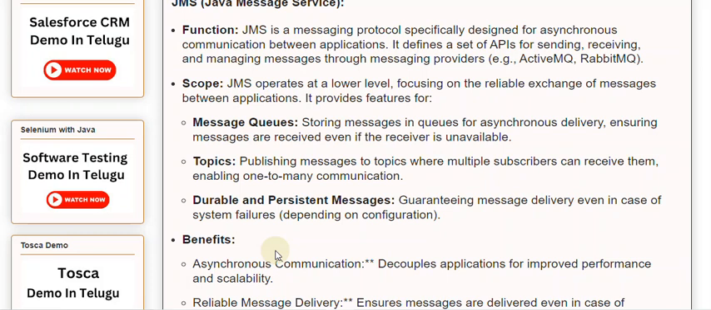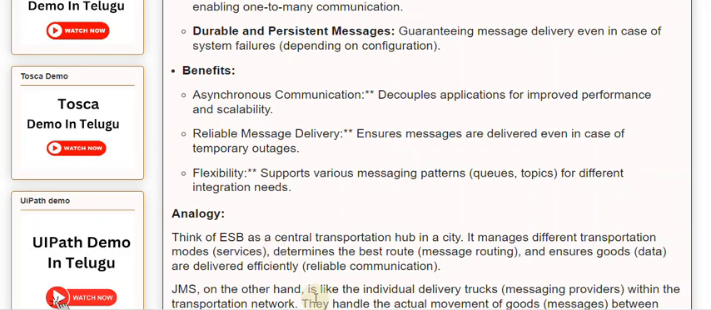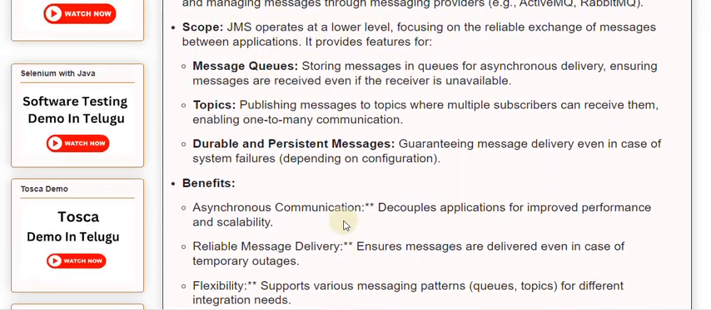Scope. JMS operates at a lower level, focusing on the reliable exchange of messages between applications. It provides features for message queues, storing messages in queues for asynchronous delivery, ensuring messages are received even if the receiver is unavailable. Topics, publishing messages to topics where multiple subscribers can receive them, enabling one-to-many communication.